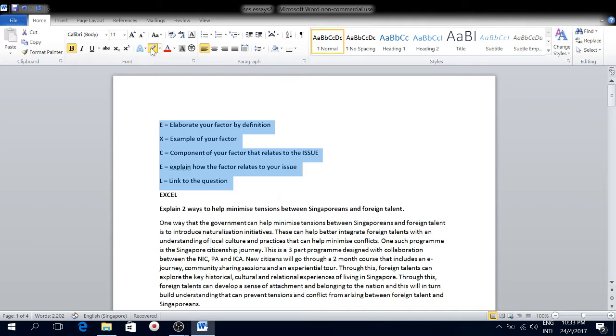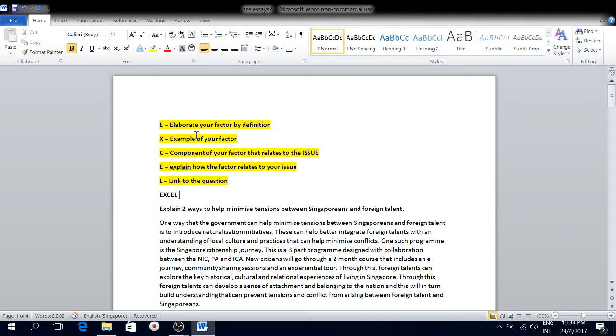It's called Excel, E-X-C-E-L. First thing you do, always elaborate your factor. By definition, that means that you must define what your factor means. This is very, very important. Okay, if you are stuck and you don't know what to write, make sure you have all the factors in your brain. So you must memorize all these definitions of your factors.